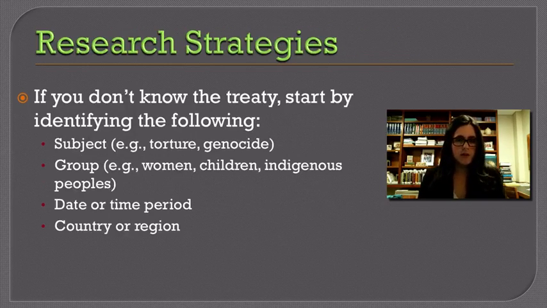If you don't have a specific treaty in mind, the questions you'll be asking yourself will be a little bit more general. So first, you'll want to consider what subject you are interested in. For example, torture, genocide, civil and political rights, or economic and social rights. Then you'll want to consider which group of people or demographic might be most affected by that particular treaty. Typical groups include women, children, indigenous peoples. Then you'll want to think about a relevant date or time period that particular treaty may have been at issue or entered into force, and then the country or regions that might be particularly interested in the outcome of that treaty.